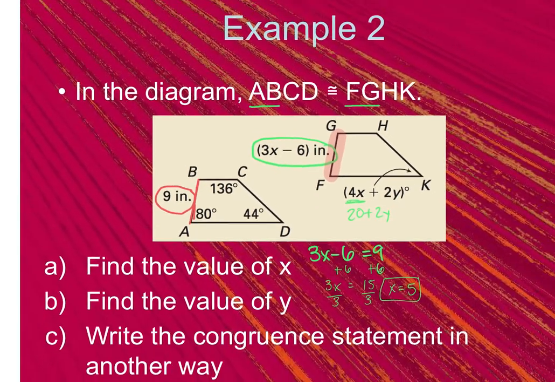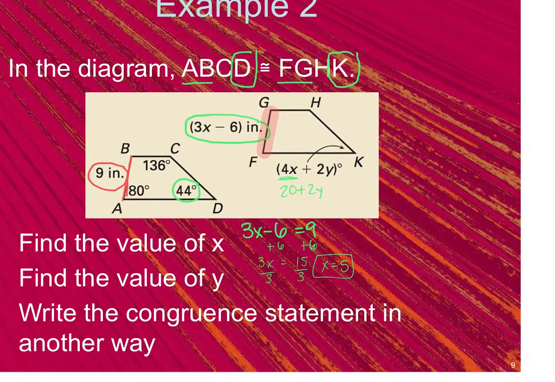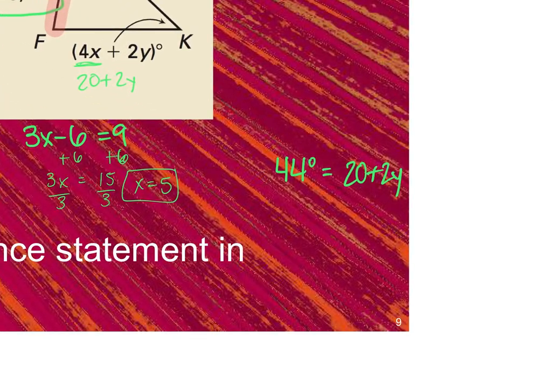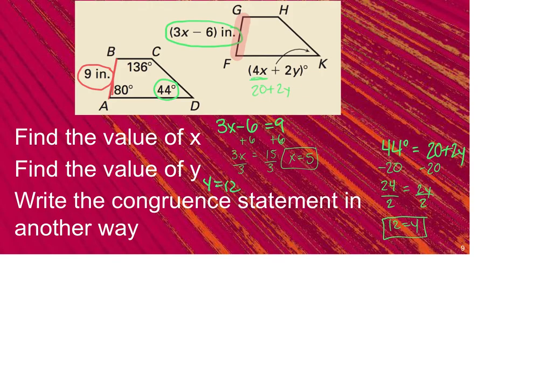Now angle K, look where angle K lies. It's right here at the end. It needs to be the same as angle D. Angle D over here is 44 degrees. So we set those two equal to each other. So we say 44 degrees is equal to 20 plus 2y. From here, we're going to subtract 20 from both sides. We're going to get 24 equals 2y, divide by 2, and we're going to get 12 equals y. So y is equal to 12.